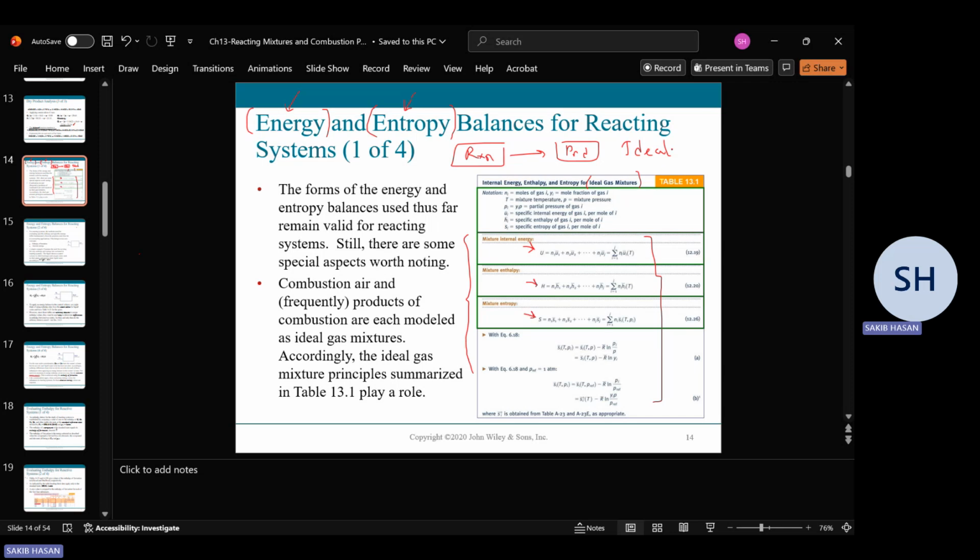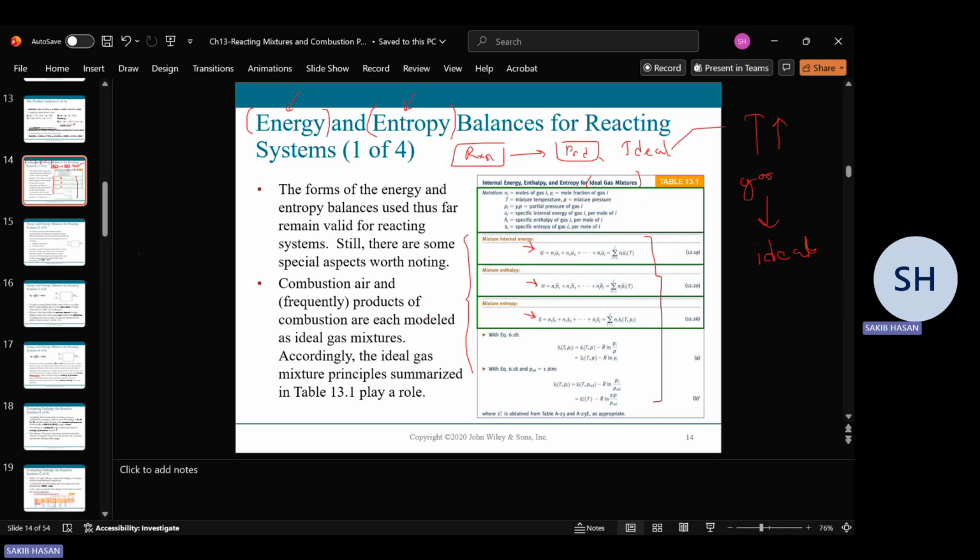But why would this be a reasonable assumption to make? The reason for this is that during combustion reactions, the temperature gets really high, right? And as temperature rises, we know the gases will start to behave more and more like ideal gases, right? And so this is why we can make this assumption without much issue.